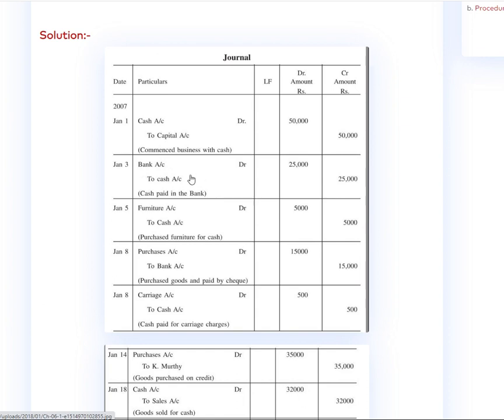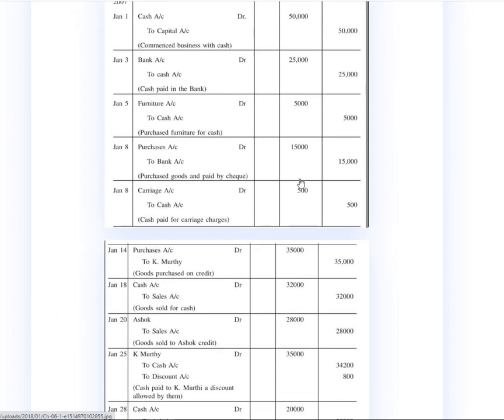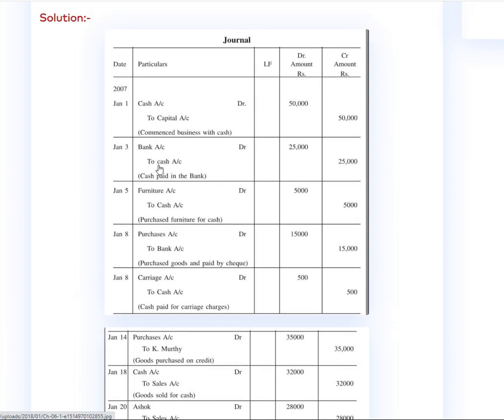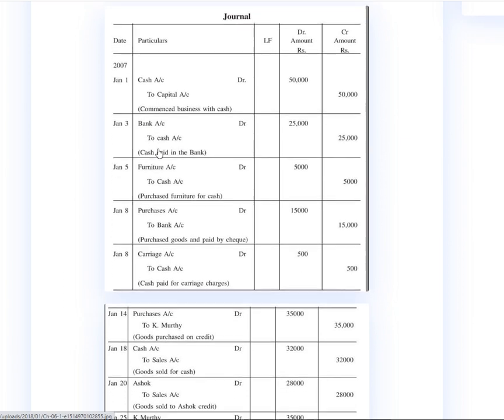Next, bank account debit to cash account on January 3rd, amount 25,000. Two accounts are required here, bank account and cash account. The cash account we have already opened. Now you have to open a bank account.